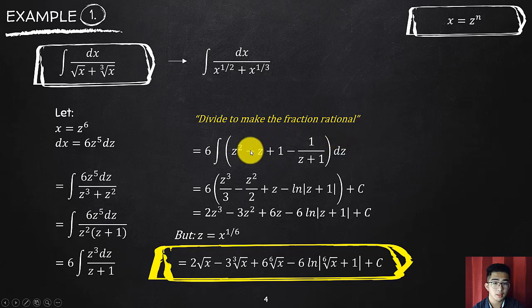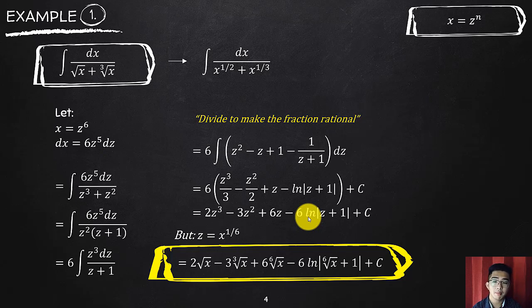So, if we distribute dz, the integral of z squared simply is 1/3 z cubed. The integral of negative z is negative 1/2 z squared, and then the integral of dz is z, and then the integral of this is negative ln of z plus 1, plus c. So, multiplying by 6, we get 2z cubed minus 3z squared plus 6z minus 6 ln of z plus 1 plus c. Is this your final answer?